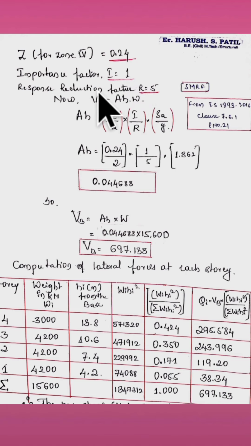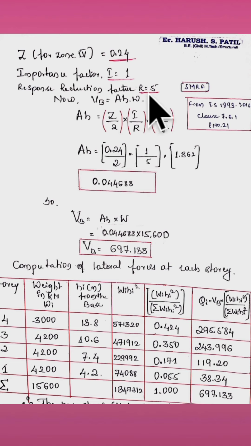They have given it in this problem. Directly I have taken it from the problem itself. Now the response reduction factor, if it is a special moment resisting frame. If it is an ordinary moment resisting frame, this value is going to change. Here they have given it as SMRF, that is special moment resisting frame. For that it is from IS 1893 2006 to 2016. From there only I have taken it.